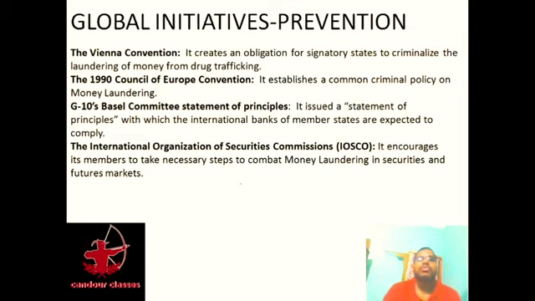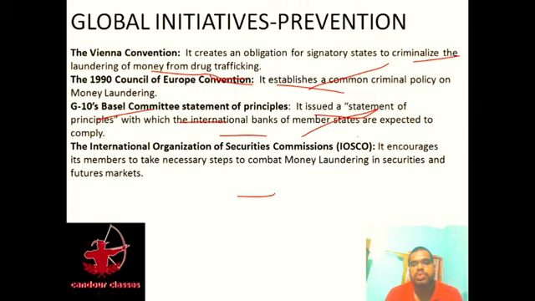Okay, then global initiatives for prevention. What are the global initiatives? We have to know the Vienna Convention. It creates an obligation for signatory states to criminalize laundering of money from drug trafficking. Then the 1990 Council of Europe Convention establishes a common criminal policy on money laundering. Then the G10 Basel Committee Statement of Principles is a statement with which the international banks of member states are expected to comply. The G10 group is also taking preventive actions against the money laundering process.